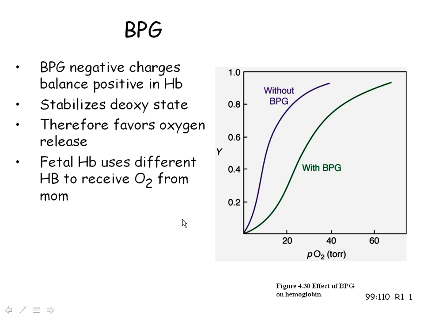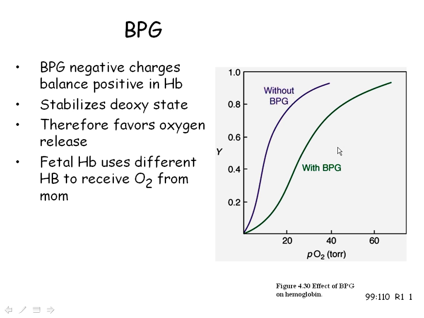Okay. And I pointed out how BPG has negative charges. If you look at the interior of that BPG pocket, there are side chains that have positive charges, like lysine and histidine and so on. And because it makes the deoxy state more stable, it helps hemoglobin release oxygen into the tissues.